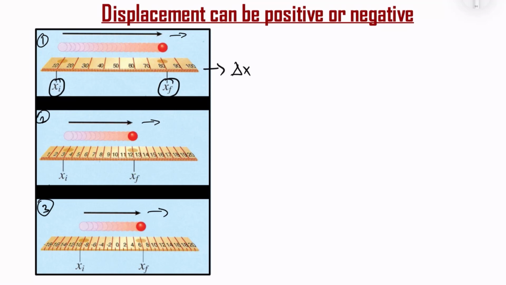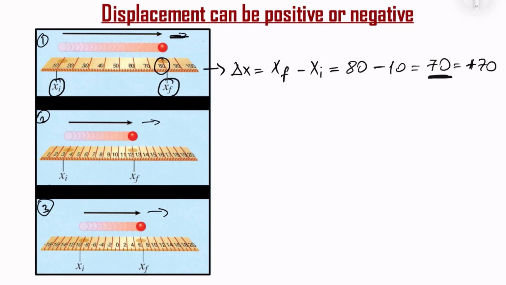Delta x equals x final minus x initial. What is the x final and x initial here? Here x initial is 10 and x final is 80. So 80 minus x initial, which is 10. The result is 70. What does 70 mean? It is positive 70, so the positive means it's moving to the right. If we consider the number line, it is on the right. So it is correct, we can say.